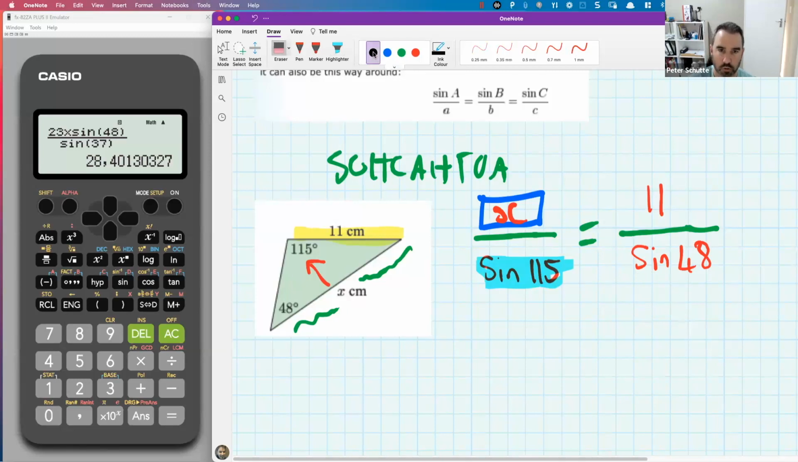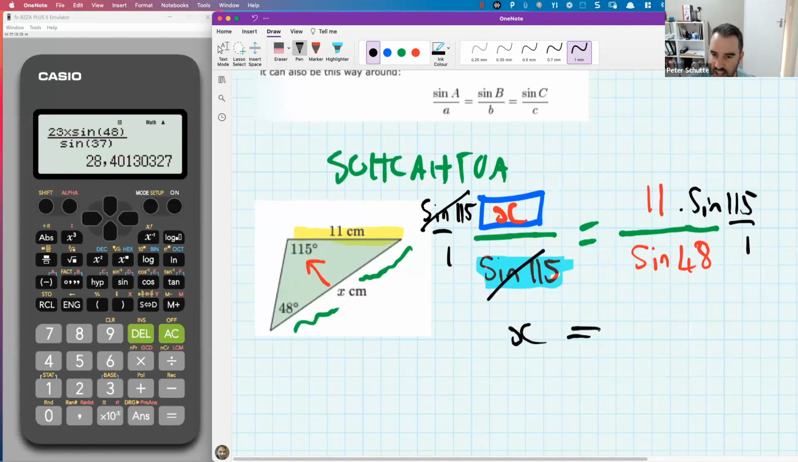And so what I'm going to do is I'm going to times both sides by sine 115, right? So if you imagine, it's actually over 1, but the 1 goes to the bottom. So if I do that, it cancels this out and I get the x all by itself. And then I'm left with 11. And you don't even have to write the times. You can just write sine 115. So let me just put a dot there. 11 times sine 115 over sine of 48.